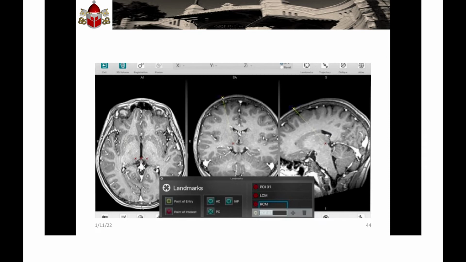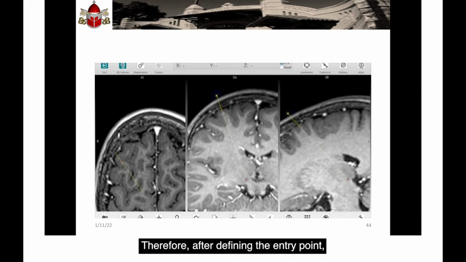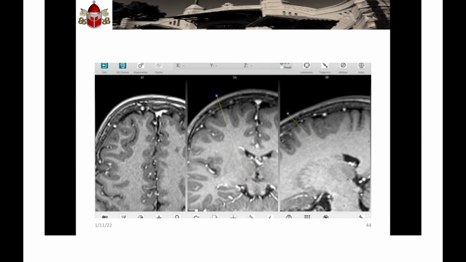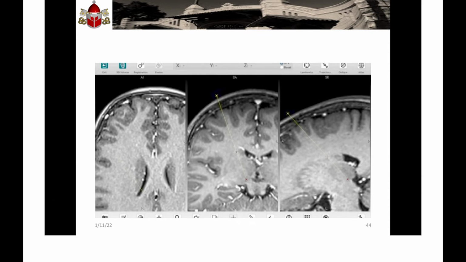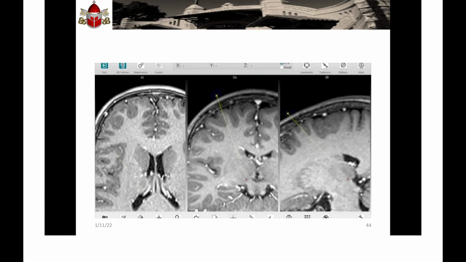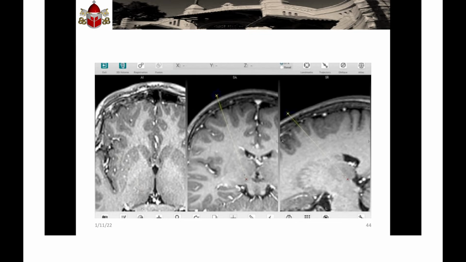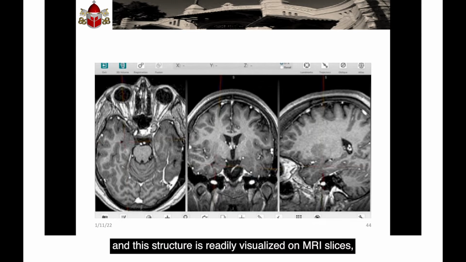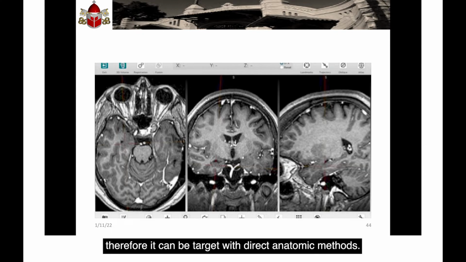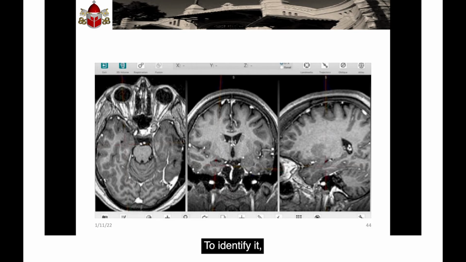Therefore, after defining the entry point, it is necessary to ensure no major vessel is crossed along the trajectory. The last target is the hippocampus, and this structure is readily visualized on MRI slices. Therefore, it can be targeted with direct anatomic methods. To identify it, a T1 MRI sequence with contrast is used.